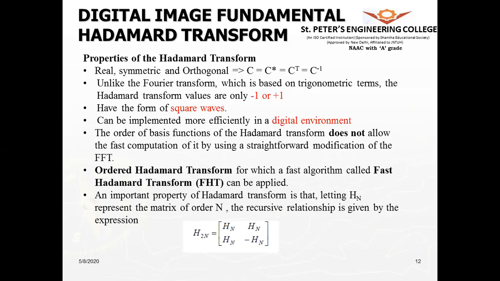The other important property of the Hadamard transform is that it uses this recursive relationship: H2n is equal to this matrix. Therefore, we can construct any matrix using the Hadamard transform.